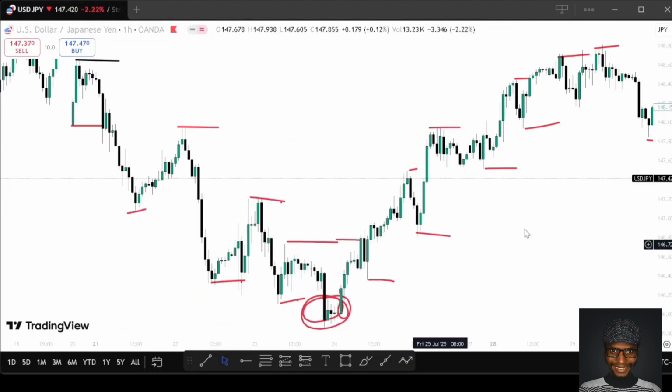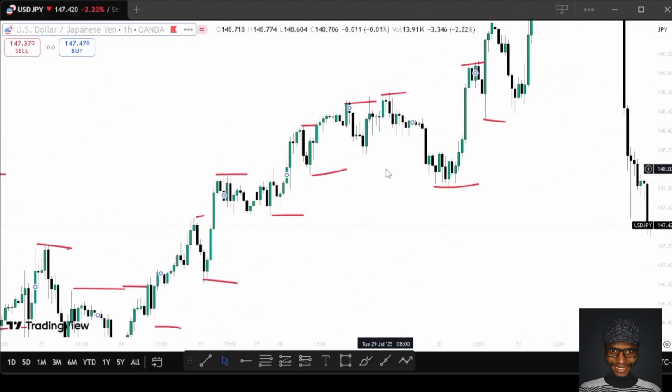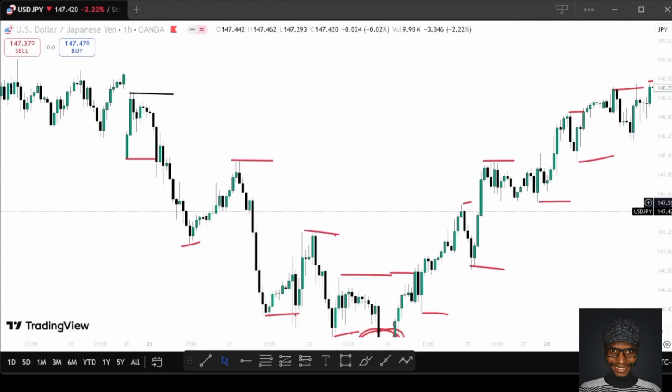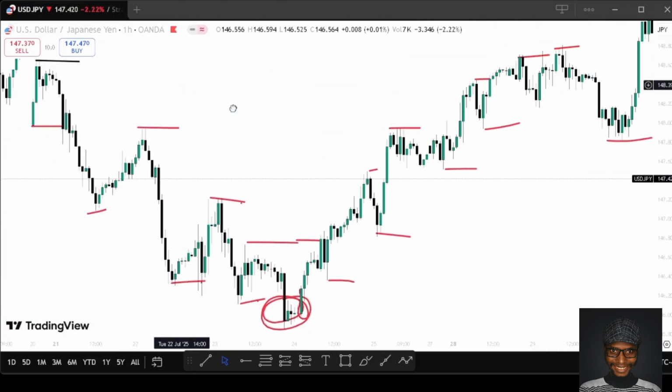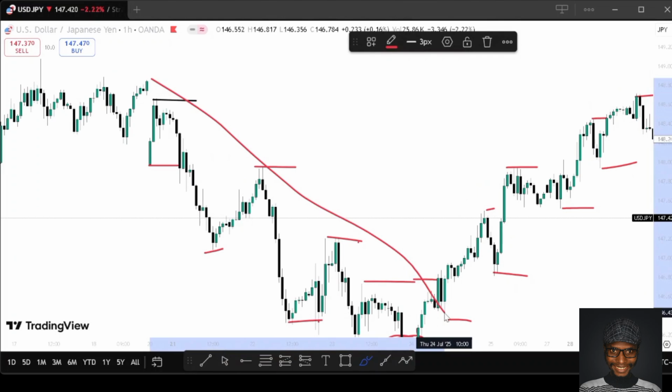That is what we call the bullish market structure, or you can call it the uptrend, and this side we call the downtrend or the bearish market structure. Starting from here, you see bearish market structure, and starting from here you see the bullish market structure.